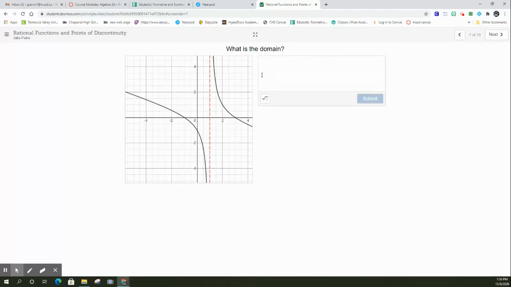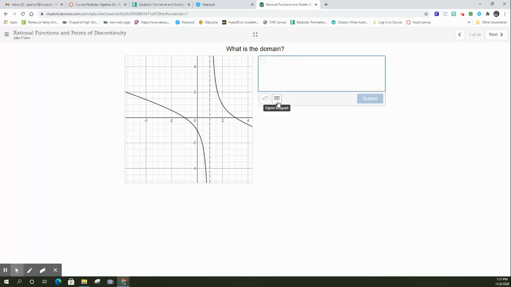Okay, so what's the domain? All right, so the domain, we're going to go ahead and use interval notation to write it, but again, you're talking about your x value. So it goes left forever, it gets to 1, it never actually equals 1, right? But then it continues on forever after that. So it's all real numbers except for 1. And so we're going to write that in interval notation.